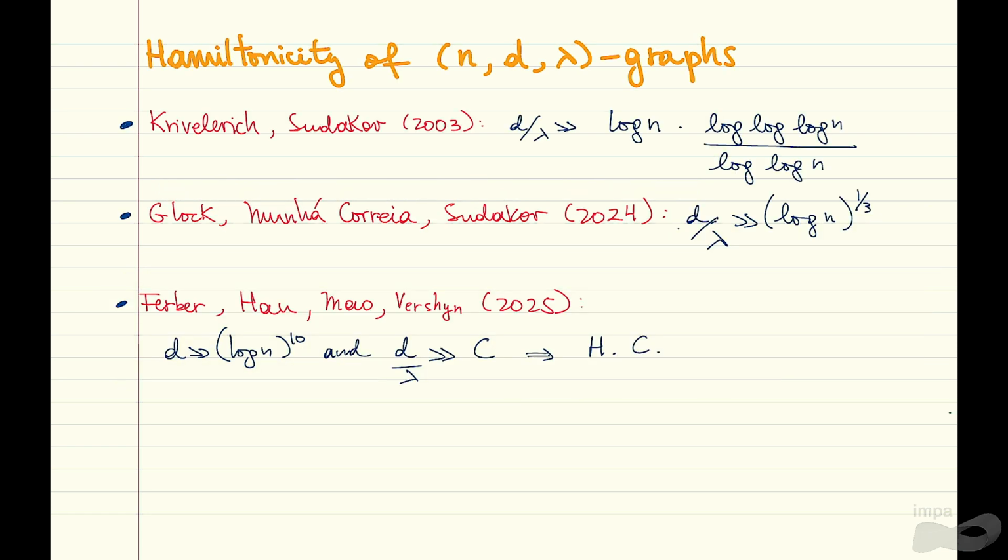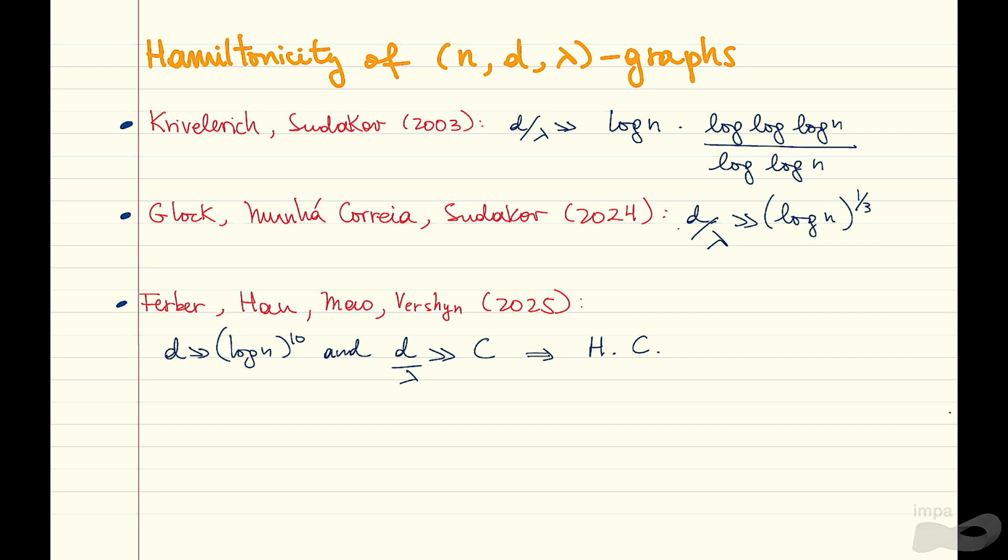Okay, so what is known about this? Or what was known before the solution? Krivelevich and Sudakov proved that if you have a spectral ratio slightly below log n, then you can find Hamilton cycles. They proved that if d over λ is larger than log n times log log n over log log log n, then this is enough. Nothing happened in like 20 years until Glock, Munhá Correia, and Sudakov. They showed the first improvement in 20 years. They proved that instead of that bound, you can do log n to the power of 1 over 3.